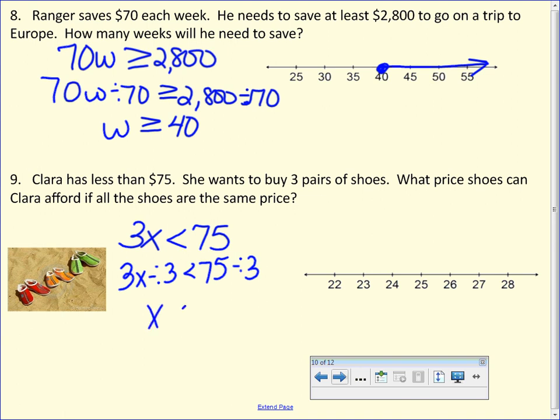Okay. So x is less than 25. So each pair of shoes has to be less than $25. So $24.99, we're good. $25, too much. Any questions on that? All right, that's how you graph and write your inequalities.